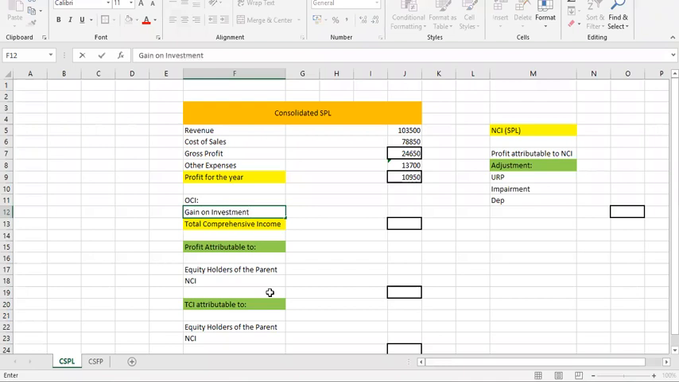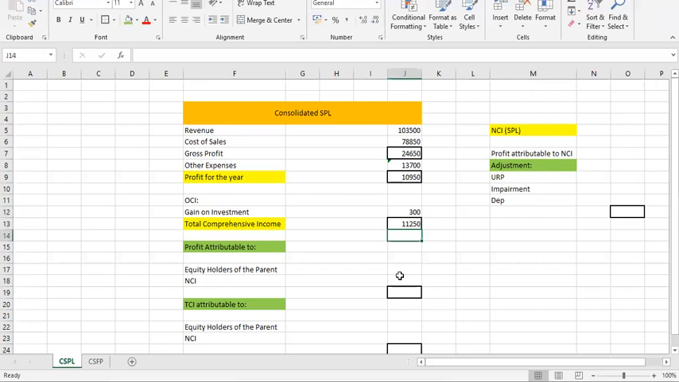It is 300. So now you have the total comprehensive income. Okay, this is this plus this, 11,250. Now we are done with the income statement, and now you need to, first of all, split it.